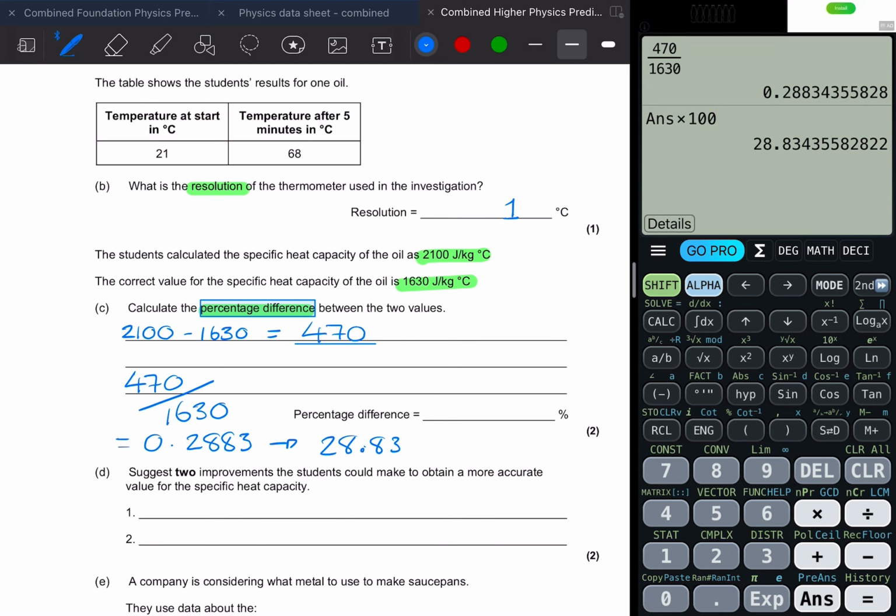28.83. So we'll be 1 decimal place. So that doesn't round that up. So we'll say our percentage difference is 28.8%. You could also have gone the other way.